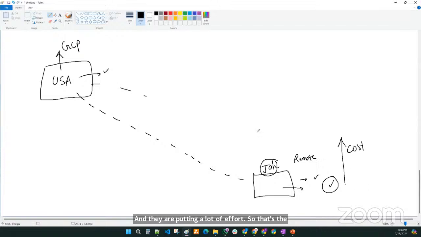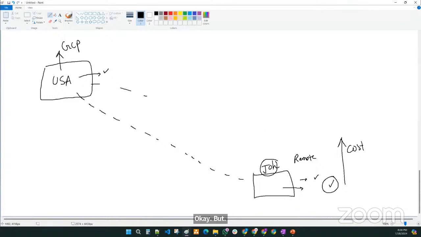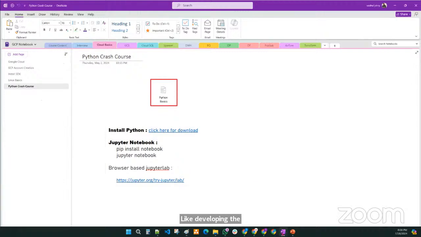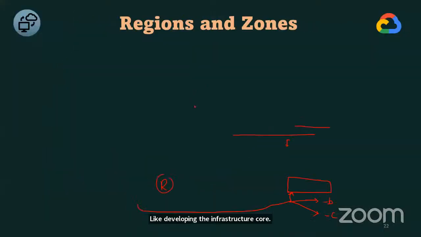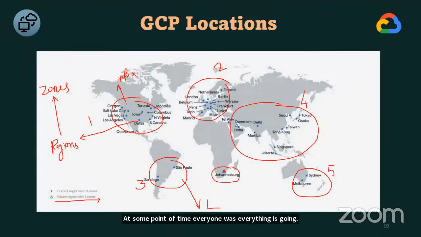Okay, but the infrastructure is already there, sir. It's not like they are creating it. They are developing it. So that's the reason I have told you right here. At some point of time everything was developed, right? Assume that Johannesburg is not there. It is a future region with 3 zones. They are developing it now. Okay.